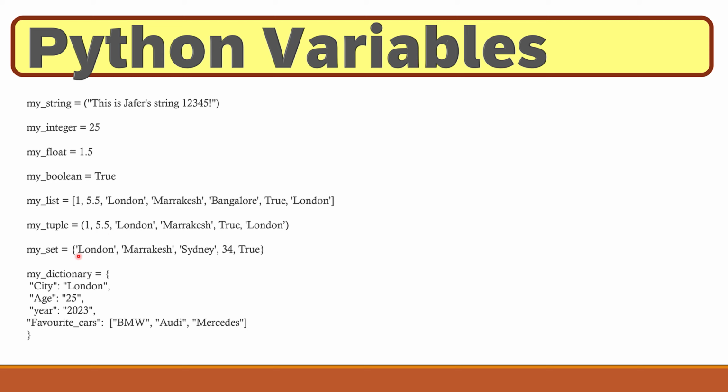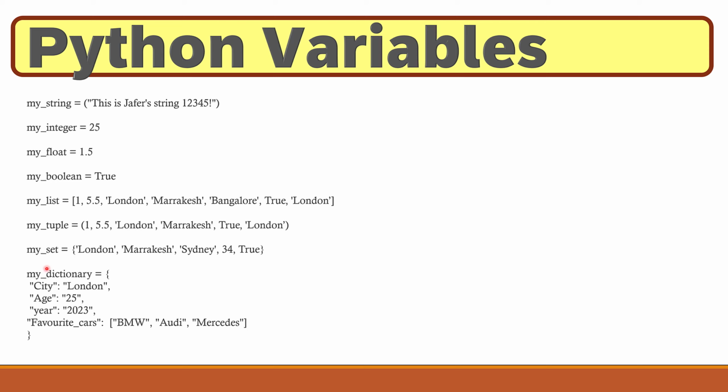Sets are written with these curly brackets, and they are unordered, unchangeable, and unindexed, and they do not allow duplicate values, so they are the most restrictive. With unchangeable, it means although you cannot change items, you can however add and remove new items.